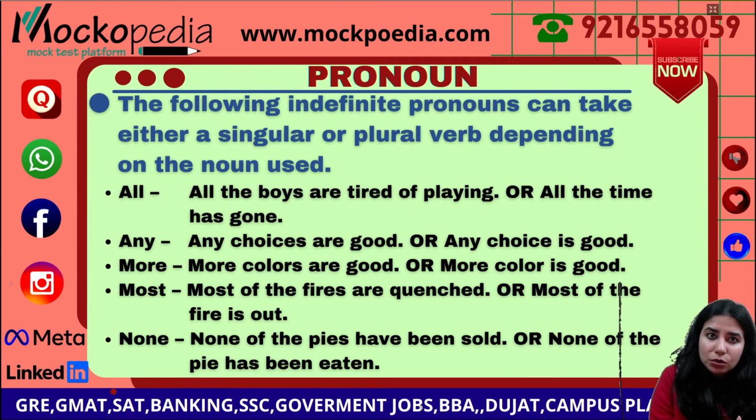Take a look at the third example. More colors are good. So you're using colors, which is a plural term, and hence the verb is going to be plural. More color is good. So in that case, color is considered singular, so the verb is going to be singular. Most of the fires are quenched. So we are using fires, so are fits in, or most of the fire is out. So fire is singular, and hence the verb is. None of the pies have been sold. So we are talking about pies. So have works well. None of the pie has been eaten. So in this case, pie is singular. Hence the verb is going to be singular in nature.